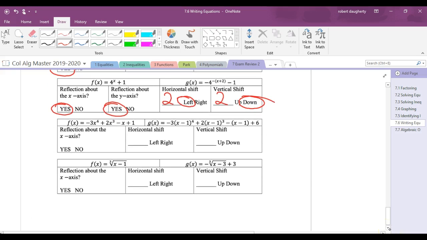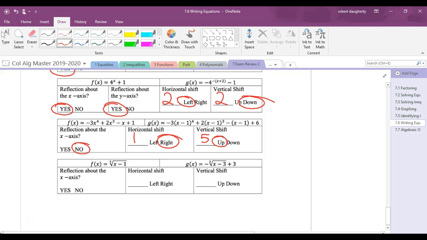Okay, let's see the polynomial that I have here. Has it been reflected about the x-axis? All the signs are the same, so no. Horizontal shift. It looks like my x's all became x minus 1. Minus 1 is another way of moving me 1 unit to the right. The vertical shift, I had a plus 1 on f. I've got a plus 6 on g. That moves it up by 5.